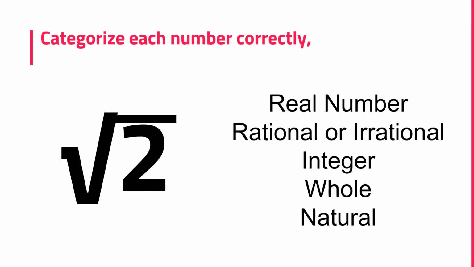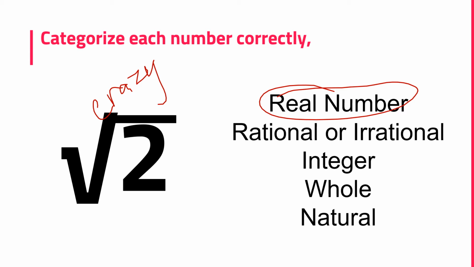Square root of 2. Is there a number times itself that gets me to 2? There is not. So this is a crazy number. And if you're not sure, use your calculator, plug it in. It'll show you the crazy number that's never ending. Now here's the thing. It's still real. That's your free answer. But this time it's irrational.